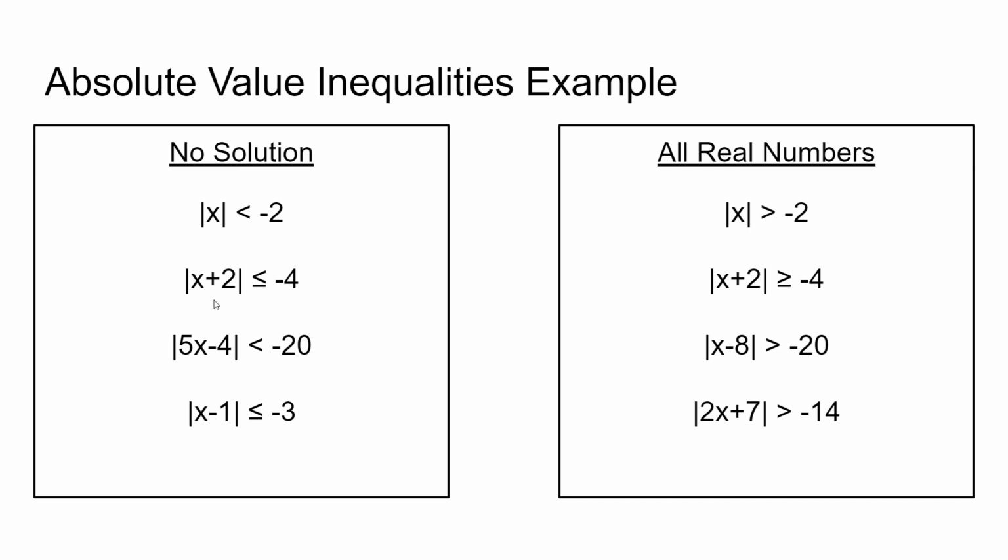So whenever you see an absolute value less than a negative, it'll automatically be no solution. And when you see an absolute value greater than a negative, it'll automatically be all real numbers.